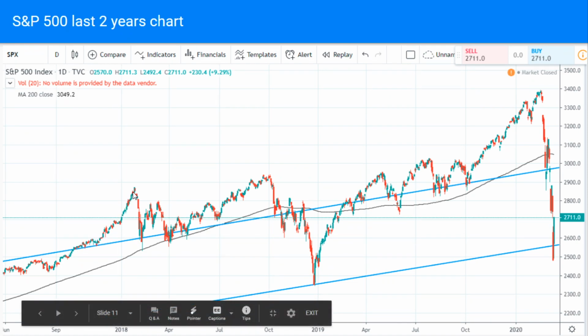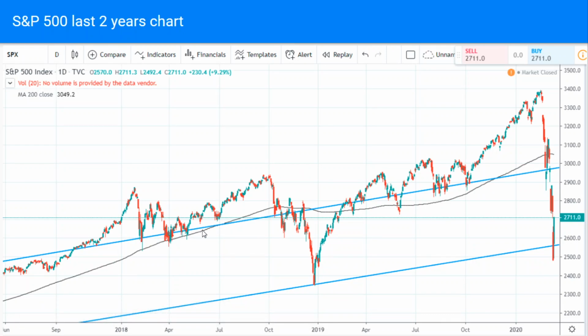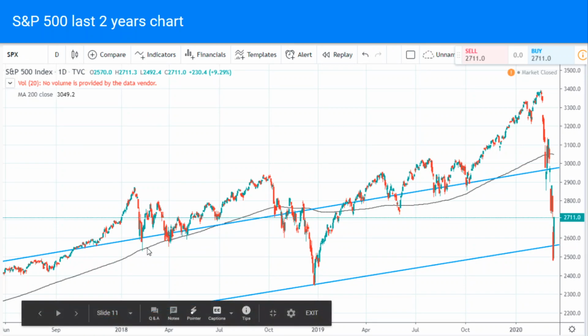This is where the capitulation happened. And then the market had a sharp sell-off. And then it tried a few times to see whether it's going to bounce off of this trend line. But this is where it found support.